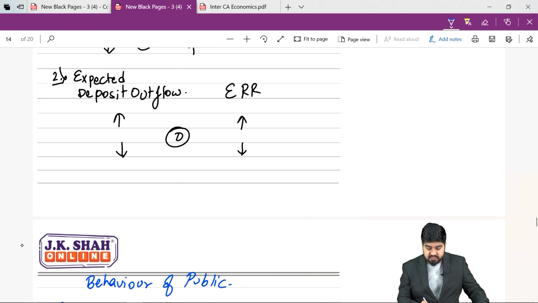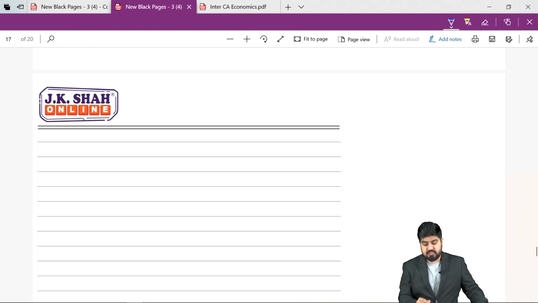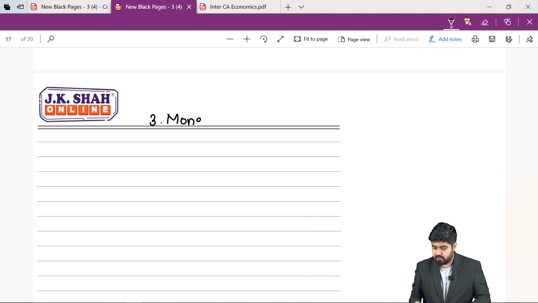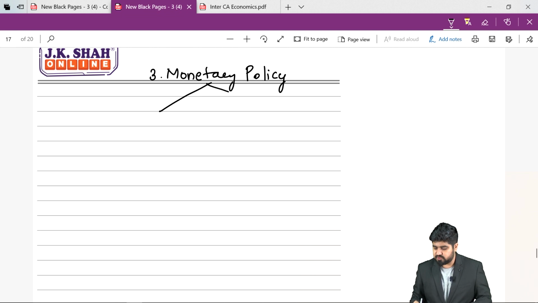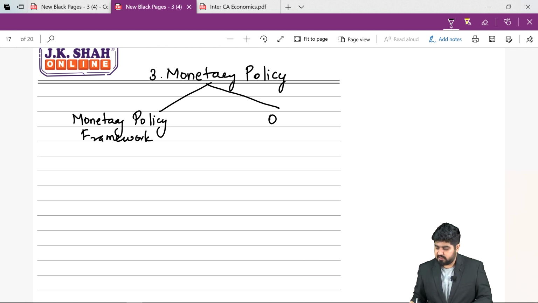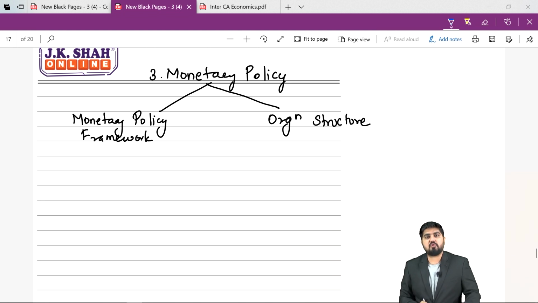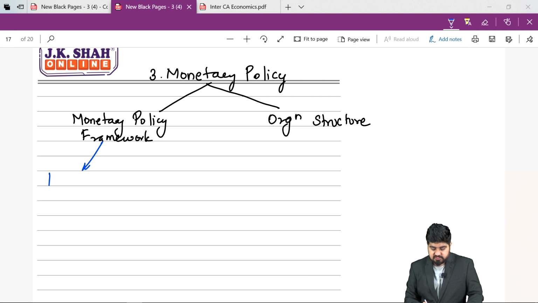Now we shall go ahead to the next unit, and that is unit number 3, which is called as monetary policy. Now primarily, students, this unit will be divided into 2 parts, as you are aware about it. What are the 2 parts? Come on quickly. First one is monetary policy framework, and second part is organizational structure for monetary policy decisions. Now when I talk about monetary policy framework, first one is meaning of monetary policy. Then we have objectives of monetary policy. Then we have analytics of monetary policy.